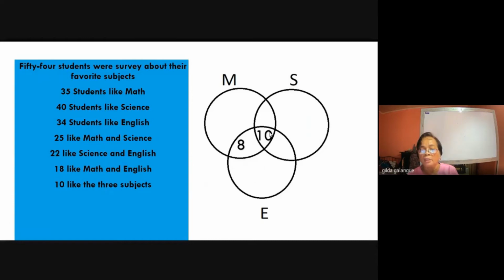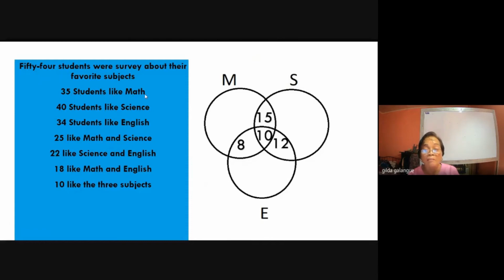We have already 10. What is missing to 10 to make it 22? The answer, class, is 12. Now we have 25 like math and science. So we have here already 10. What is missing to 10 to make it 25? The answer is 15. Now we will proceed with this one.